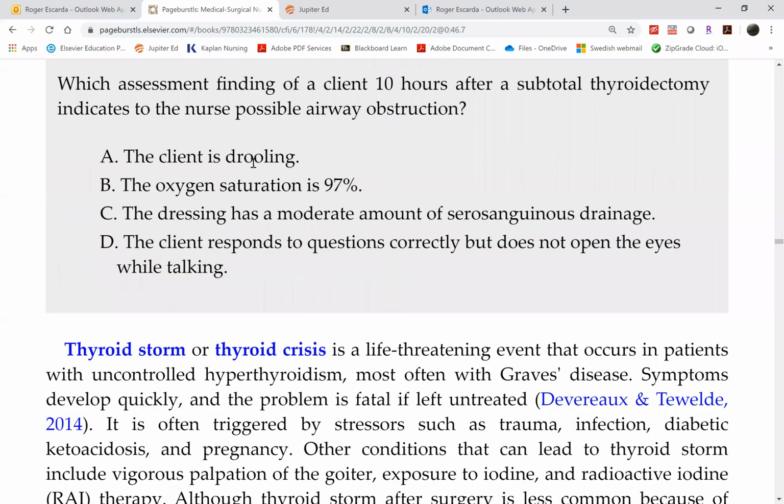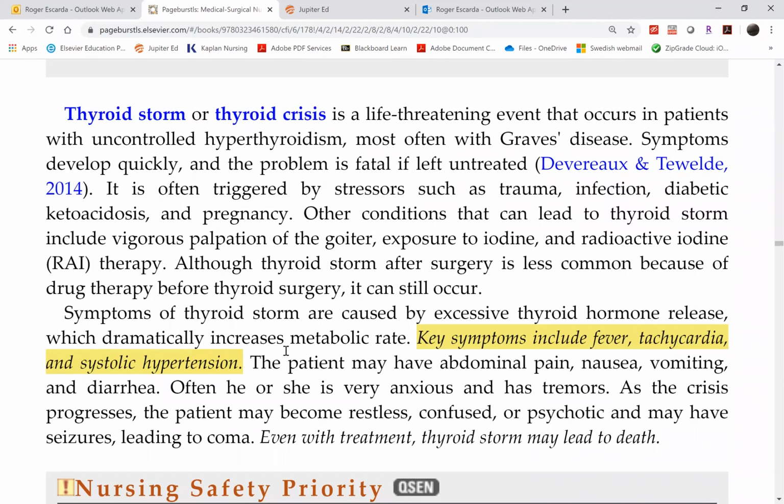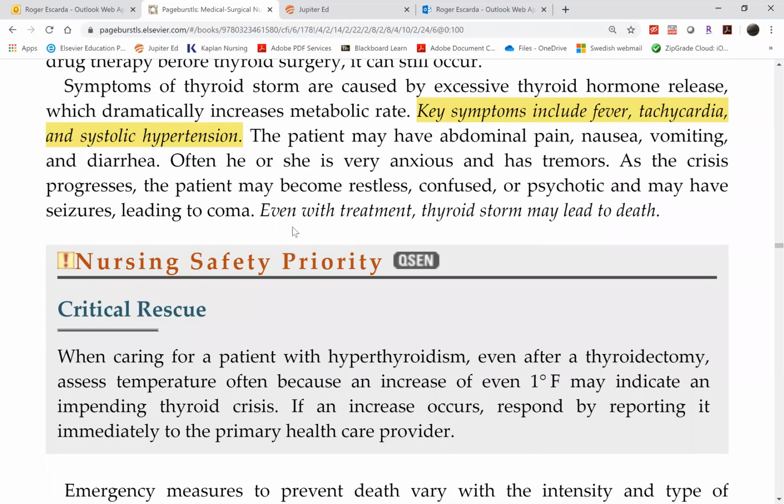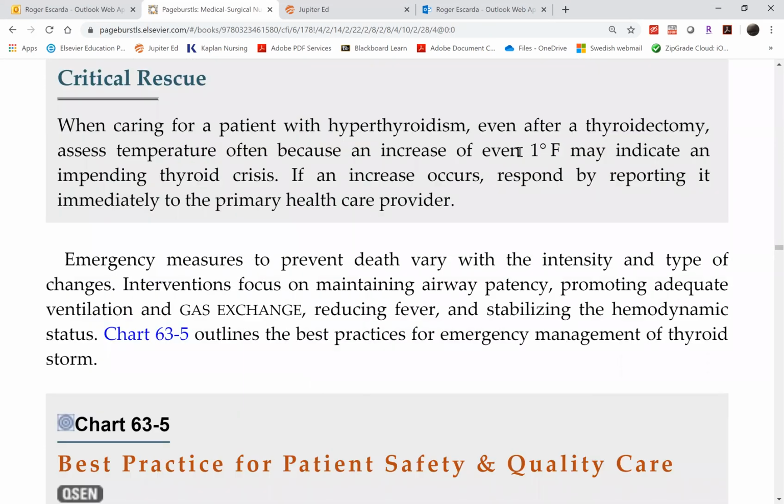So here is thyroid storm, which can occur at any time when the patient has hyperthyroidism. These are again the key symptoms: the fever, tachycardia, and the severe systolic hypertension. This is life-threatening. Patient could go into cardiac arrest or stroke, whichever happens first. And here's the warning: it's always the temperature, the rise in temperature, that is your warning sign.